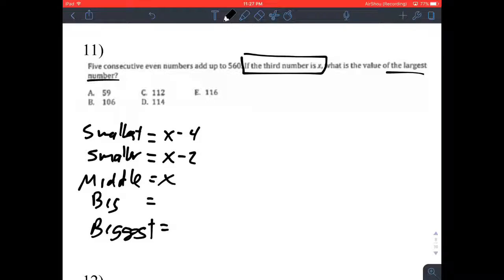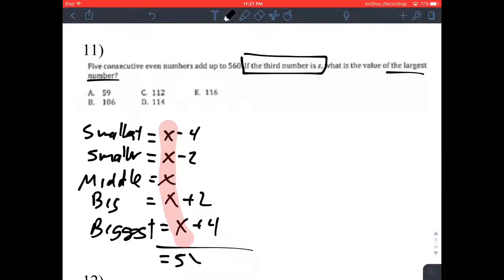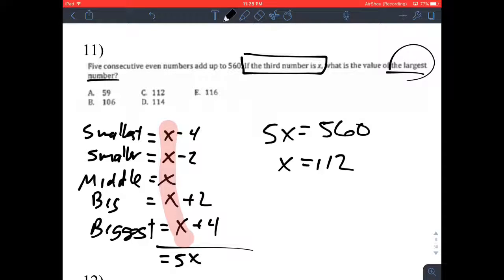So if the middle is x, then the one that's one more is x plus 2, and the biggest is x plus 4. It says that their sum is 560. Well, if I add these up, I'm going to have 5 x's. And if I add up the minus 4, minus 2, plus 2, and plus 4, I'm going to get 0. So the sum is 5x is 560. That makes x 112. The question asks, what is the value of the largest number? Well, the largest number is 4 more than that. 4 more than that is 116.